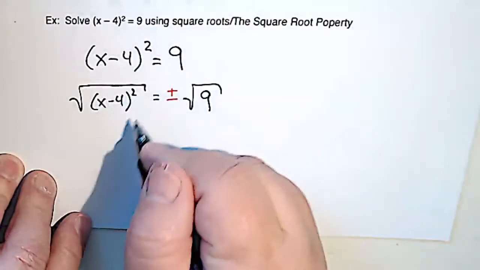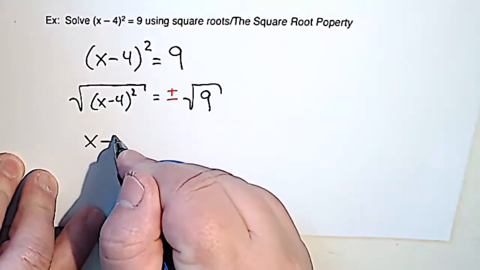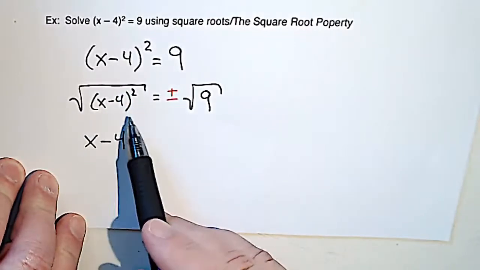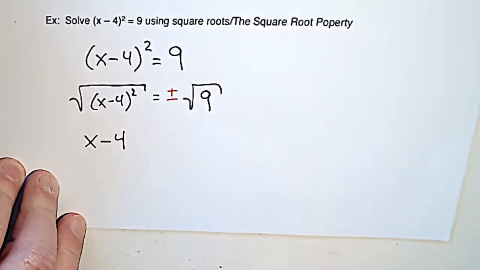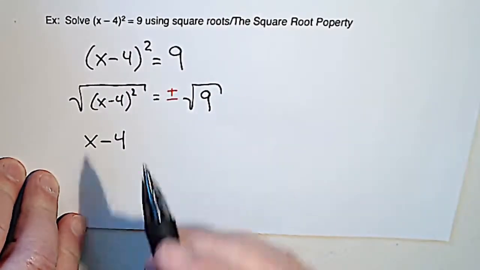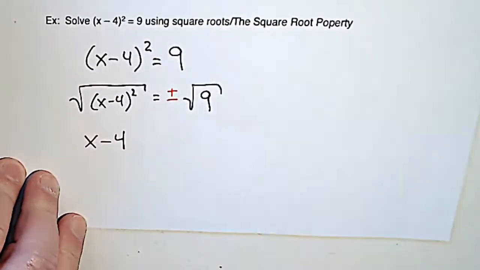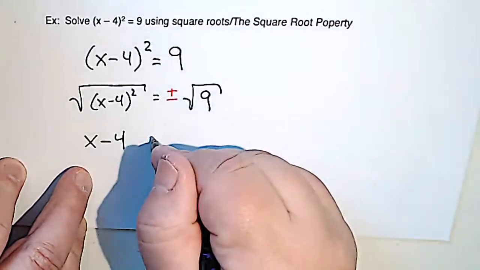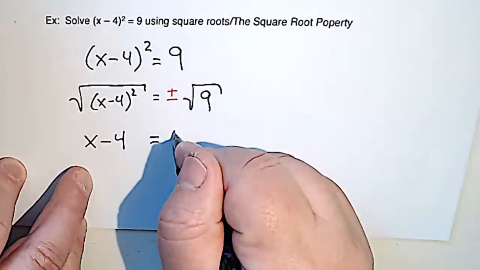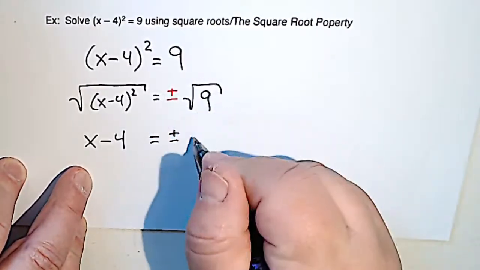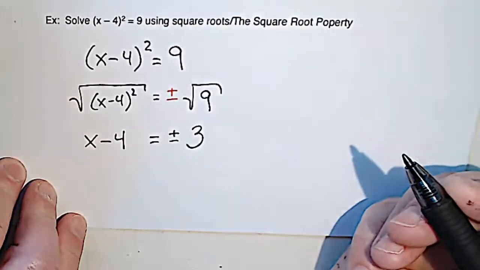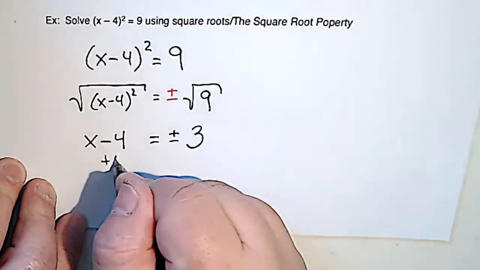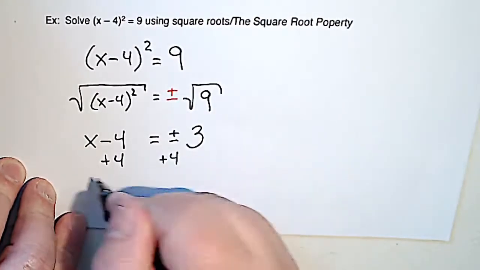Okay, so over here I've got x minus 4. Notice the square root of something squared, they undo each other. They're inverses. And so the squared and the square root kind of cancel each other out. And all I get is x minus 4. On the other side, I have plus or minus radical 9, which is 3. And then I have something interesting because I'm going to add 4 to both sides.